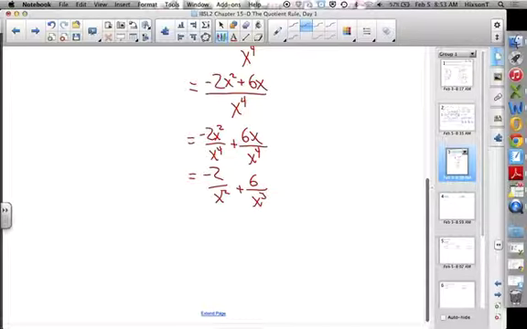Is this the way I would have chosen? Probably not. But we have three different tools now, three different methods to choose from, and as you do different problems, look for opportunities. Even if you're told to use the quotient rule, at least recognize that this would probably be a better one to do another way. Keep those things in mind so that when you're not told to do it a certain way, you can.